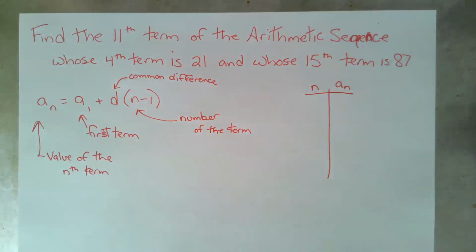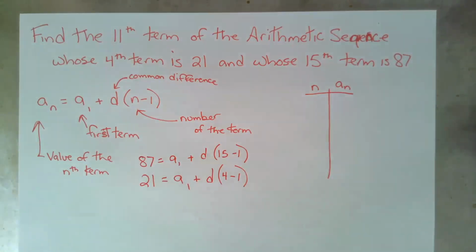All right, so our next step, once we have our equation on the page and we understand it all, is to fill it in for the two points that we've been given. So we know that the fourth term is 21, and the 15th term is 87. So we're going to put those numbers into our base equation, where again, the number of the term, 4th, 15th, that's your n, and the value of the term, 21, 87, that's your a sub n. And so there we have our two pieces of information put into that base equation.